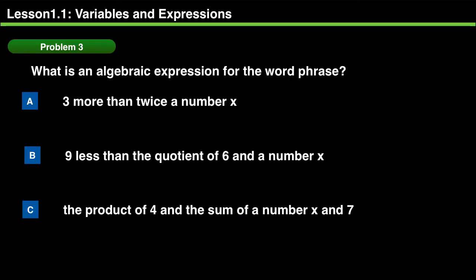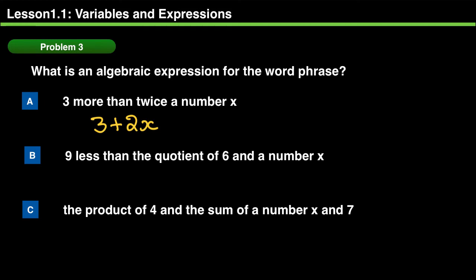Let's work out a little more complicated ones now. What is an algebraic expression for the word phrase 3 more than twice a number x? We know that more than means plus, twice means 2 times, and times is multiplication. A number x, x is a variable. So now we can write this 3 more than twice a number x. It will be 3 plus 2 times x.